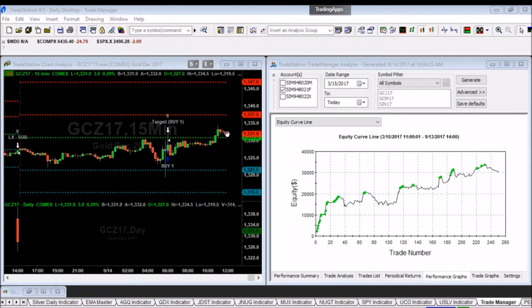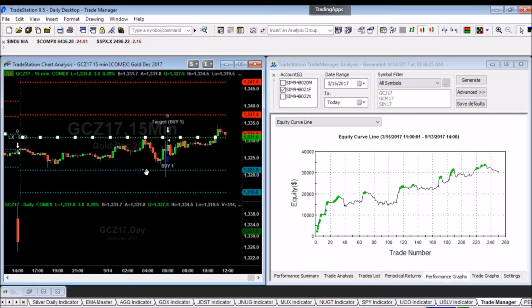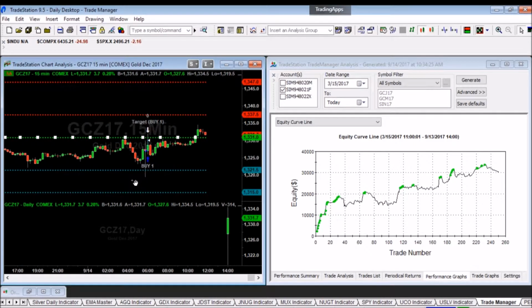And we're looking at the high here today at 1334.50. And the mean, or the average price, was basically at 1330.90, 1331. Okay, so the automation automatically identifies these trades and executes them automatically using the TradeStation platform.